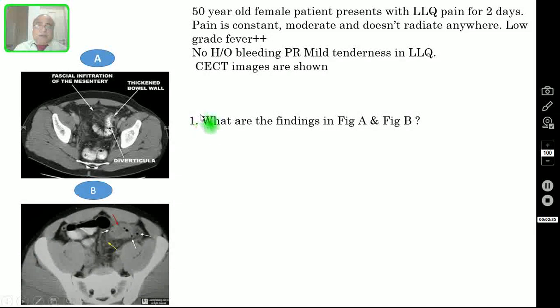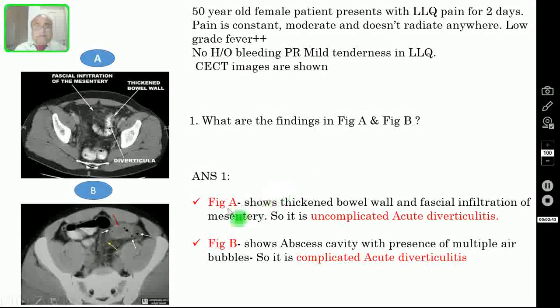Okay, coming to question number 1, what are the findings in figure A and in figure B? The correct answer is, figure A shows thickened bowel wall. You can see it here. This is figure A. You can see the thickened bowel wall here. This is the bowel wall. You are seeing the thickened bowel wall with fascial infiltration of the mesentery.